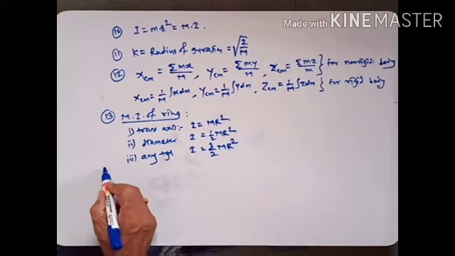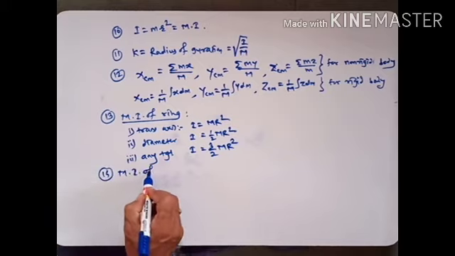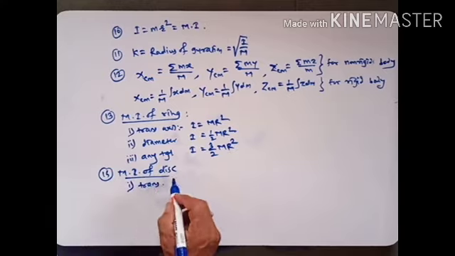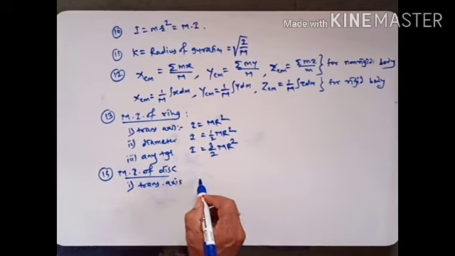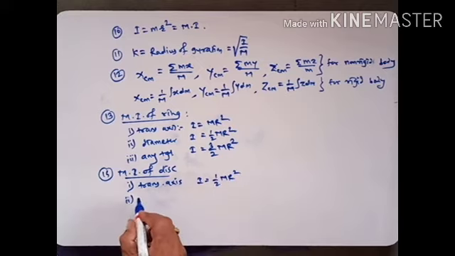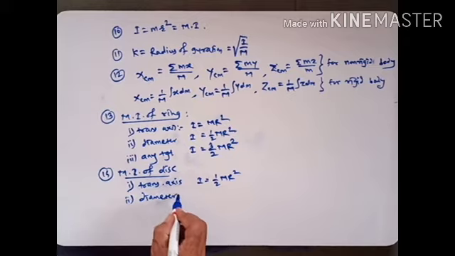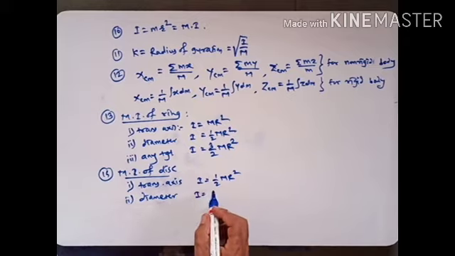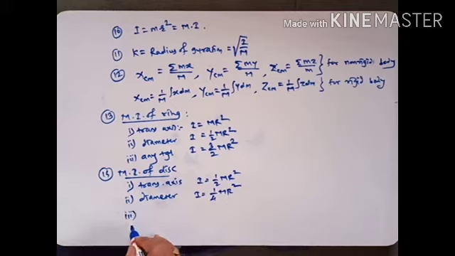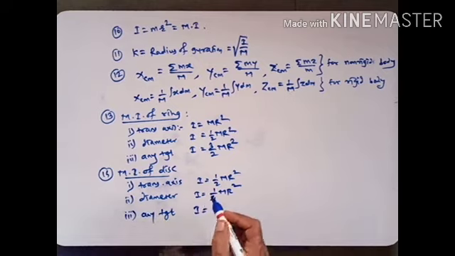Now same here. MI of disc, same thing. One, transverse, perpendicular to plane and passing through center, I is equal to 1/2 mr square. Then second, about diameter as axis of rotation, I equal to 1/4 mr square. And third one, any tangent, I equal to 3/4 mr square.